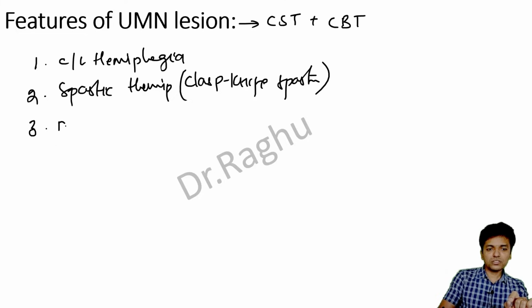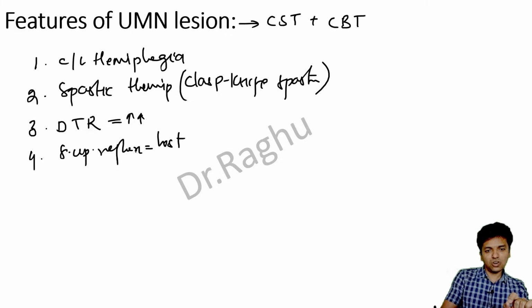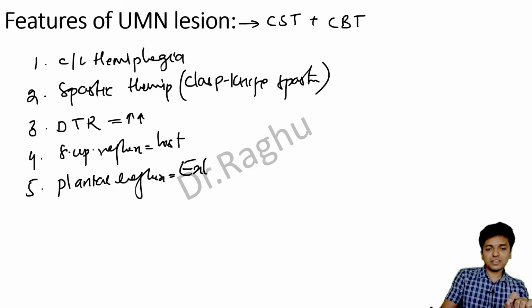Third thing is what is going to happen to the deep tendon reflexes? All our knee jerk, ankle jerk, all are going to be exaggerated. Fourth thing is what is going to happen to the superficial reflexes? All the superficial reflexes are lost. Fifth very important thing is with regards to the plantar reflex. Now what is going to happen to the plantar reflex? The plantar reflex is extensor plantar reflex. Now this extensor plantar reflex is also called Babinski sign positive.